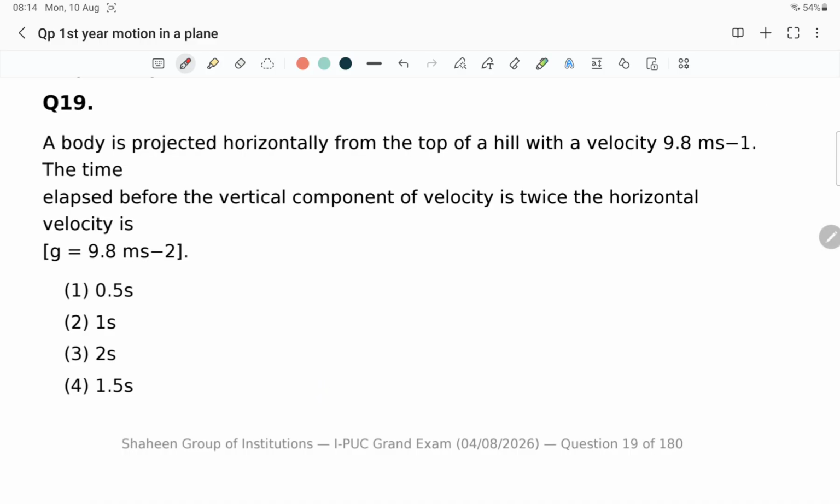So look at this, a body is projected horizontally. As soon as it says horizontally, vx, ux, both are 9.8 as given. The time elapsed before the vertical component of velocity is twice the horizontal velocity. Vertical component of velocity, Vy.